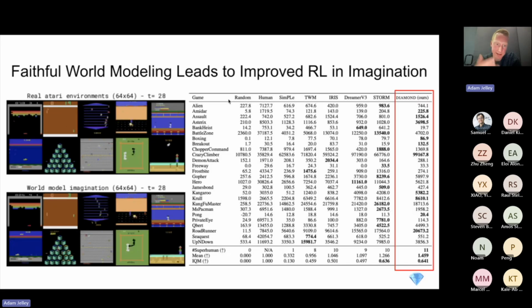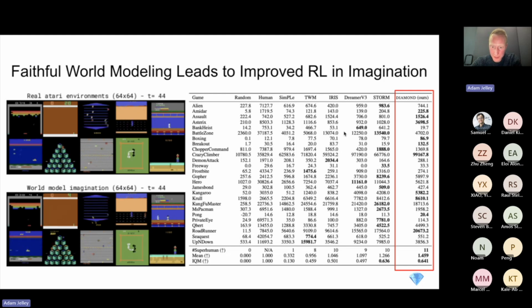This accurate visual modeling that we see here then enables an RL agent learning from these environments to obtain better performance in many cases. For example, we can see that in some of the games where it appears as though DIAMOND's diffusion world model is better able to model the details, we find that the RL agent is able to obtain a higher score.